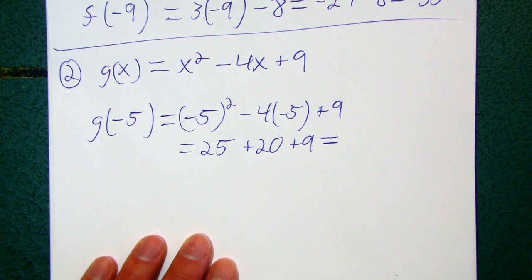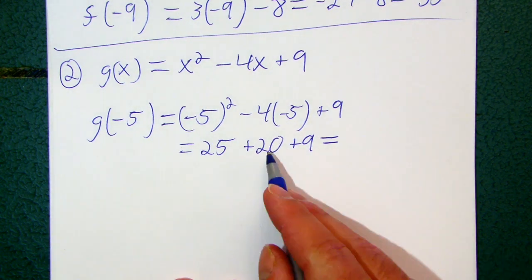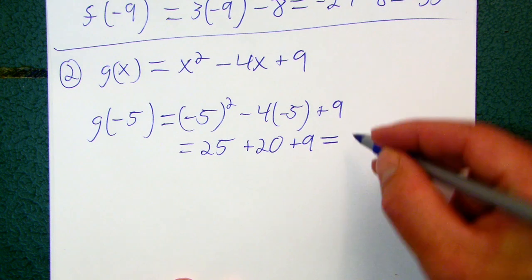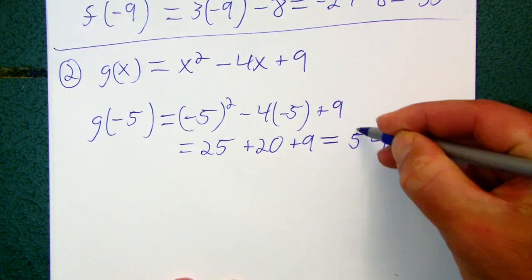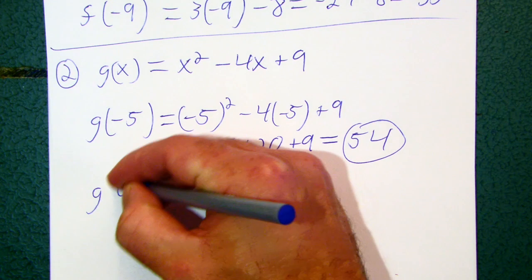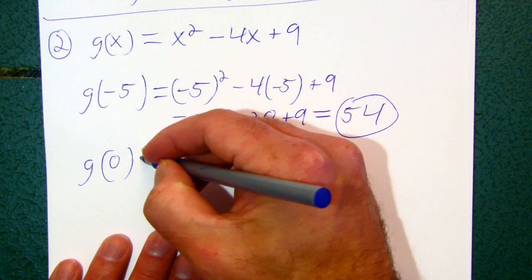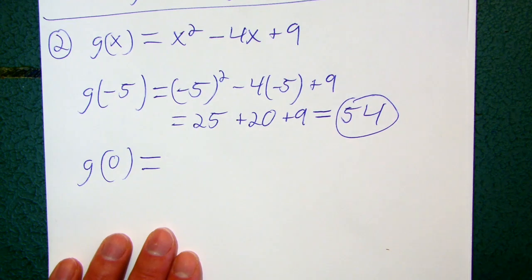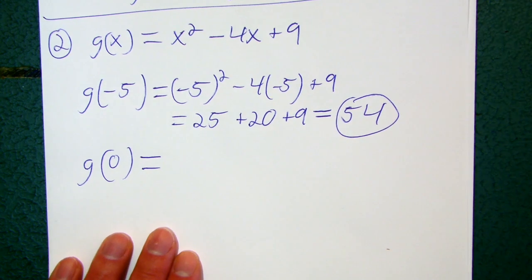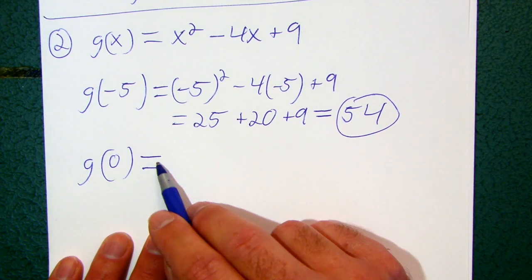So negative 5 squared is negative 5 times negative 5 is positive 25. Negative 4 times negative 5 is positive 20. Plus 9, so it's 45, and 9 is 54 for a final answer there. Again, we're always going to do 0. Okay, 0 is your most important x value. You always want to know it, regardless of what type of function we're dealing with. We always want to know when x equals 0, what's y, or what's g of x.